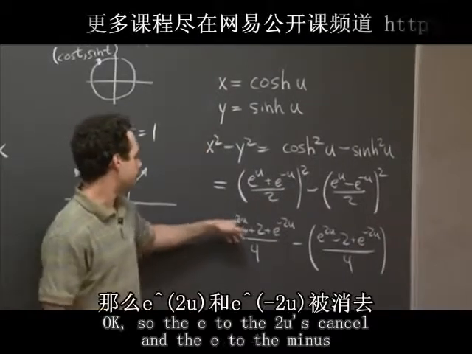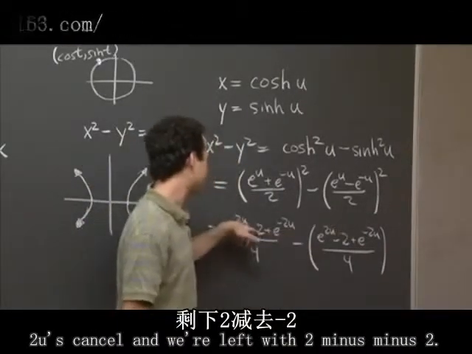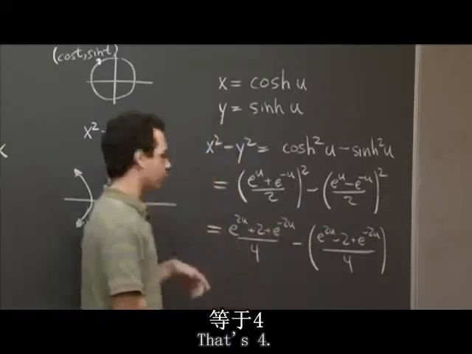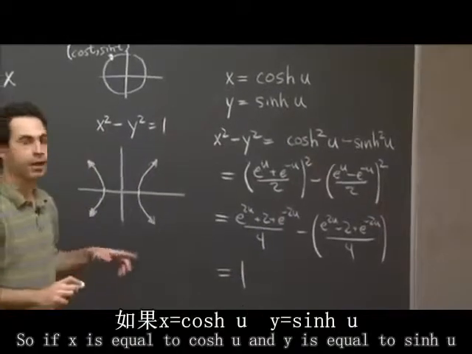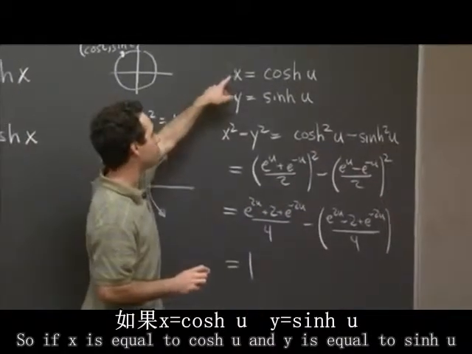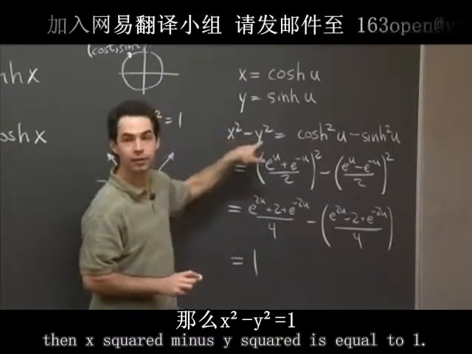So the e to the 2u's cancel and the e to the minus 2u's cancel, and we're left with 2 minus minus 2. That's 4. So this is 4 over 4, so this is equal to 1. So if x is equal to cosh u and y is equal to sinh u, then x squared minus y squared is equal to 1.